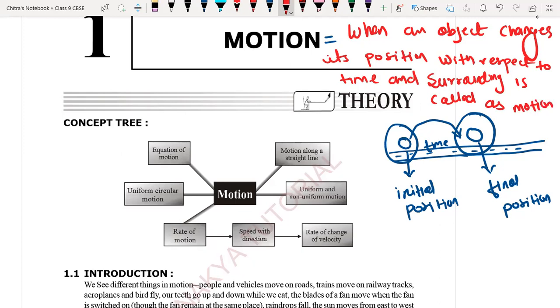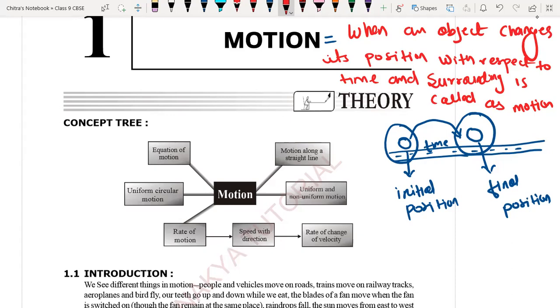Sir, I'll take the screenshot, sir. Okay. So everyone understood what motion is? Yes, sir. Everyone. Yogita. Yes, sir. Okay. So just take a screenshot, beta. Done?